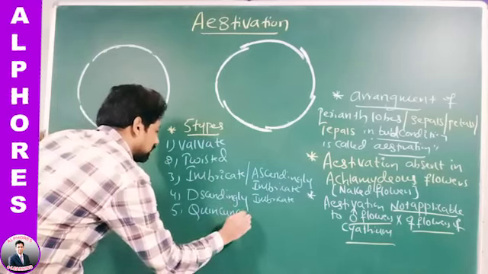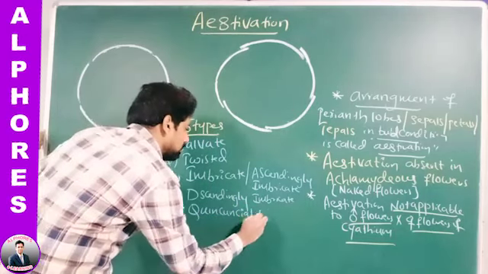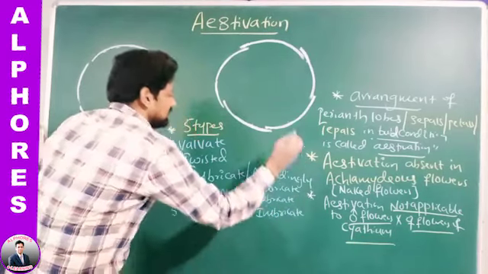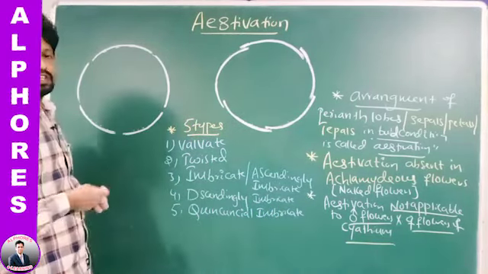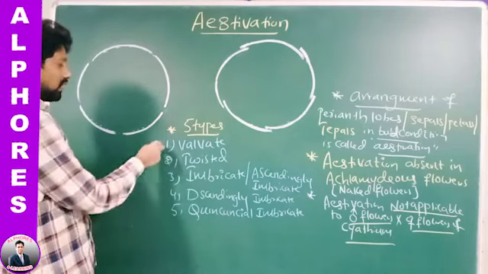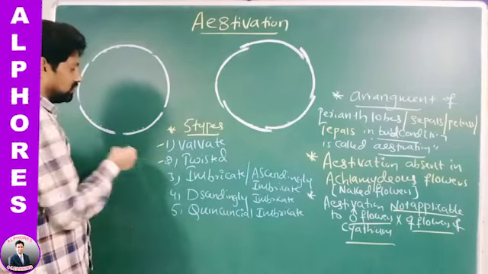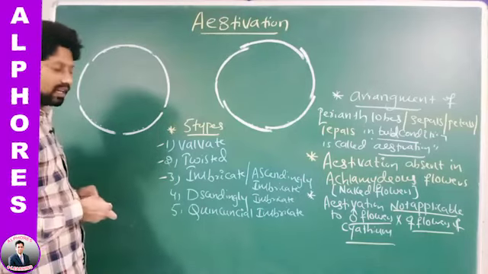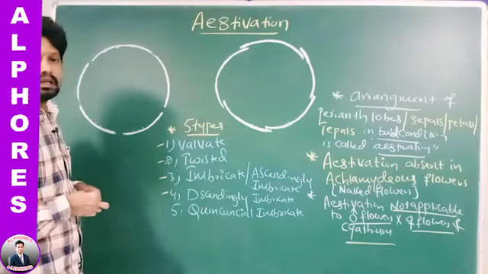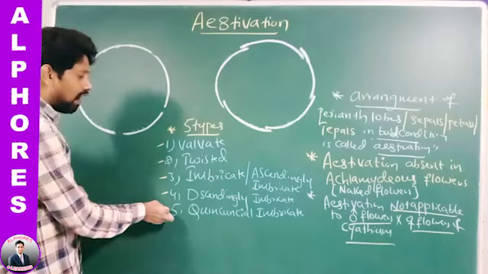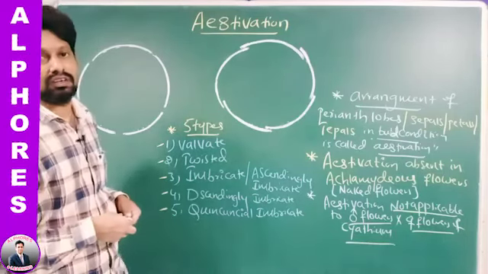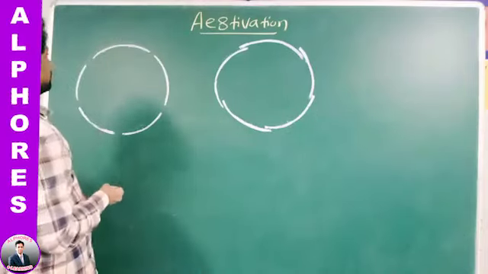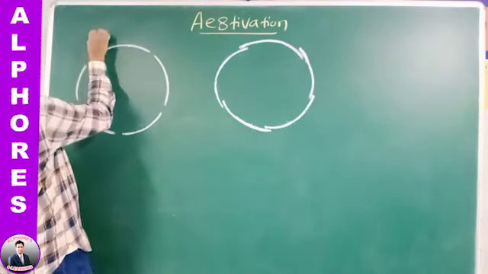Therefore, estivation is of 5 types: valvate estivation, twisted estivation, imbricate or ascendingly imbricate estivation, descendingly imbricate estivation, and quincuncial imbricate estivation. Go for the first one. What is the first one? Valvate estivation.